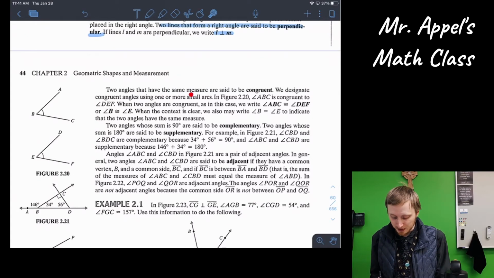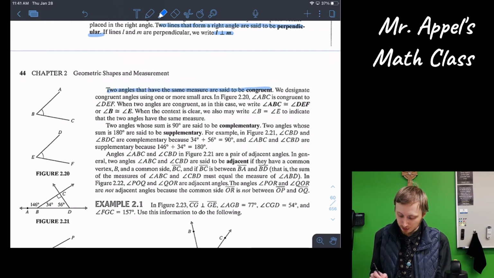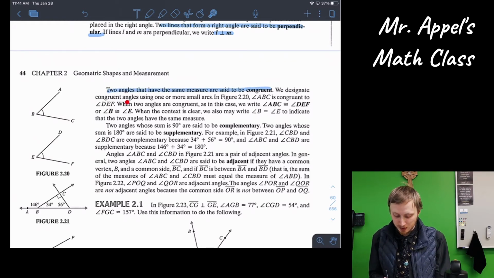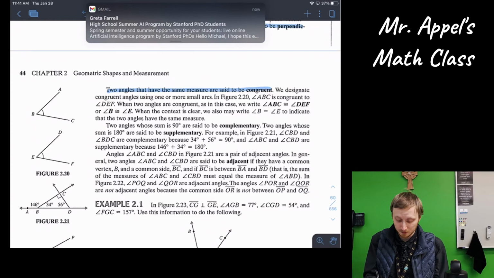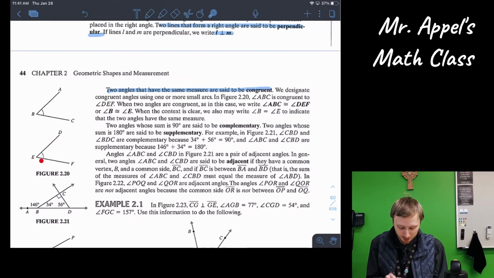Two angles that have the same measure are said to be congruent. There's that word again. It can also apply to angles. We designate congruent angles using one or more small arcs, just like these small ticks on the line segments. You can use these small arcs inside the angle there. In figure 220, angle ABC is congruent to angle DEF. When two angles are congruent, as in this case, we write angle ABC is congruent to angle DEF, or using the shorthand names, angle B is congruent to angle E, indicated just with the vertex there.